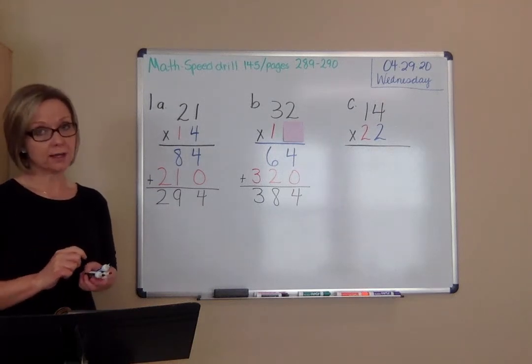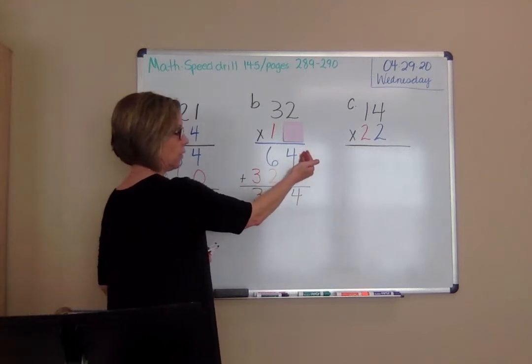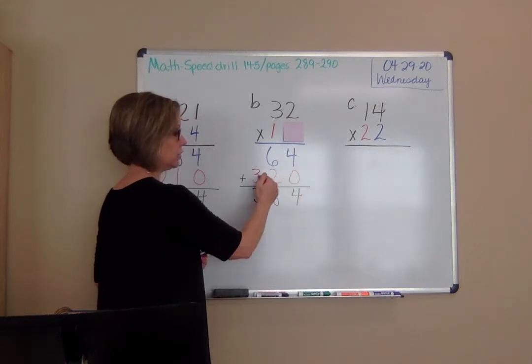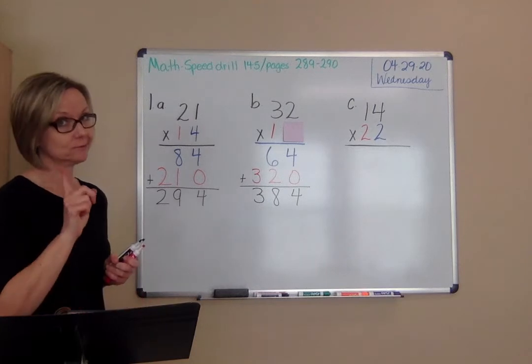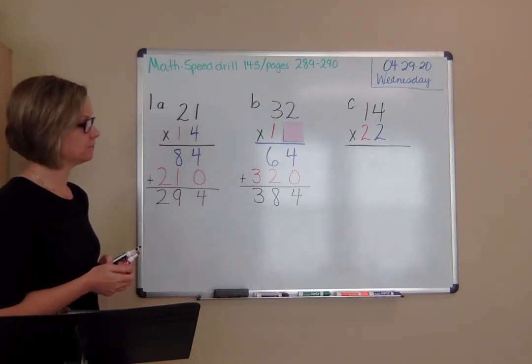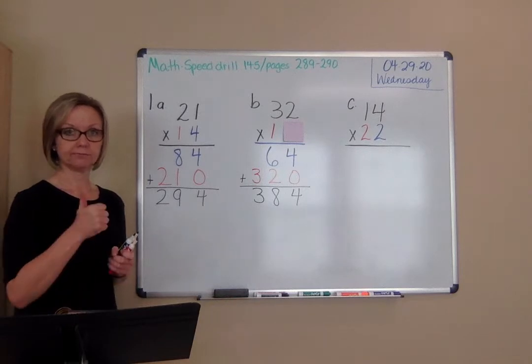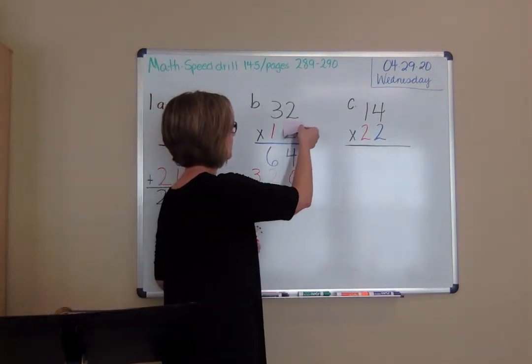If you did not get 384, check your values. For the ones place, you should have 64. The second line, or the tens place, you should have 320, not 32. Have to be careful there. So 1B is 384. Good. All right. Let's move on to C.